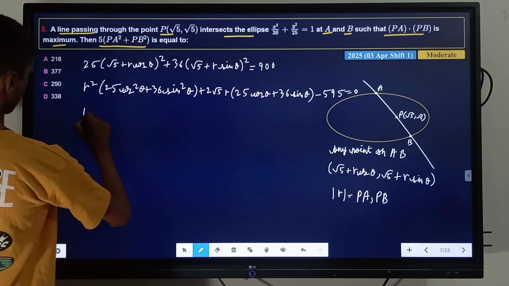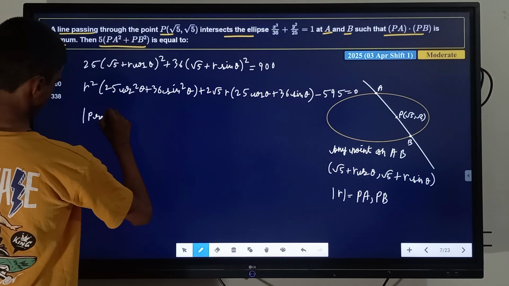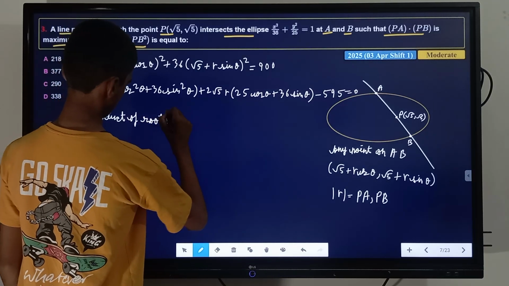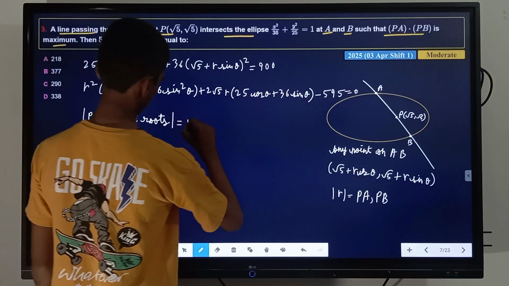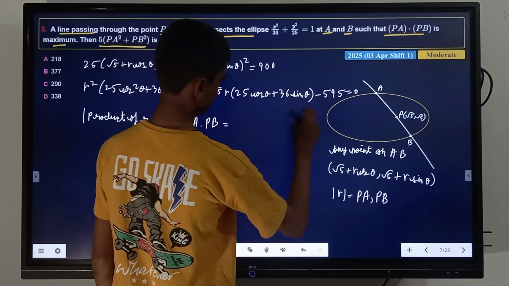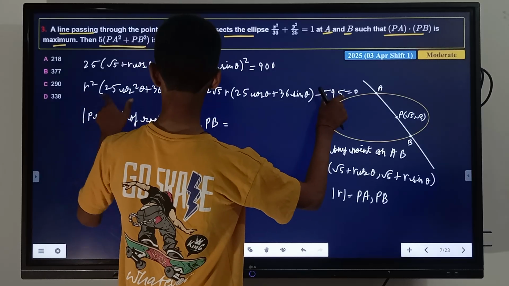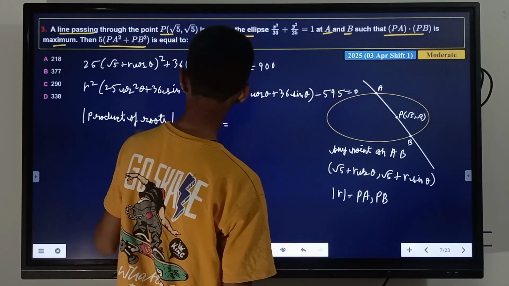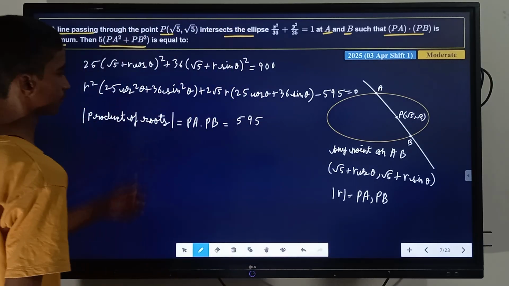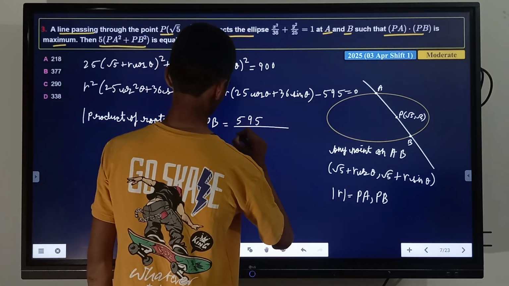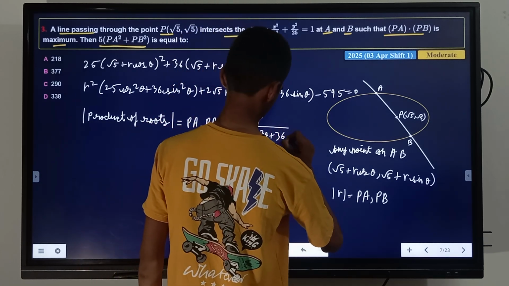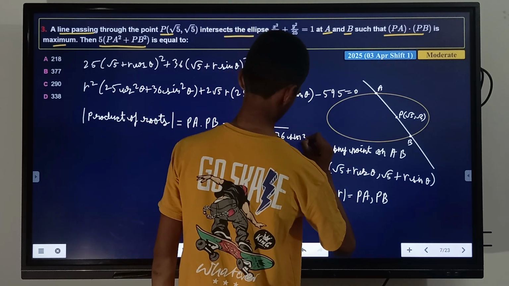So from here our mod of product of roots is equal to PA into PB. Product of roots is C upon A. You can ignore minus because we have mod, 595, and this part will always be positive: 25 cos square theta plus 36 sin square theta.